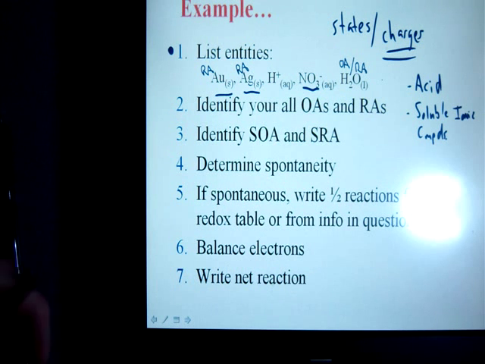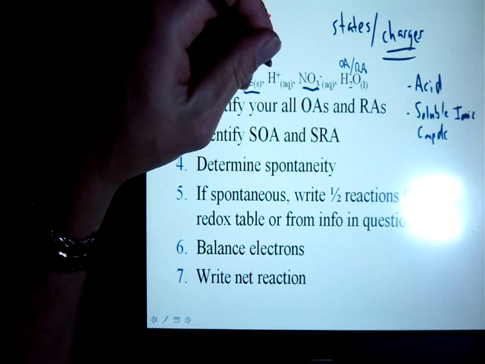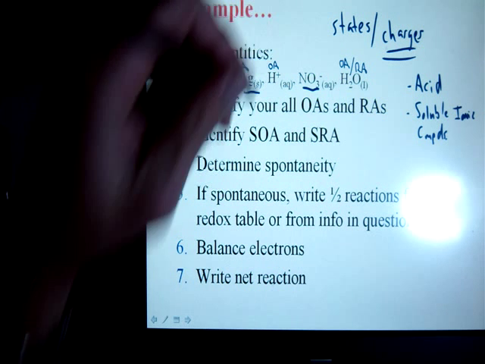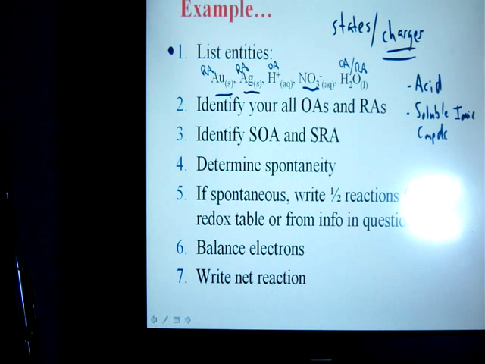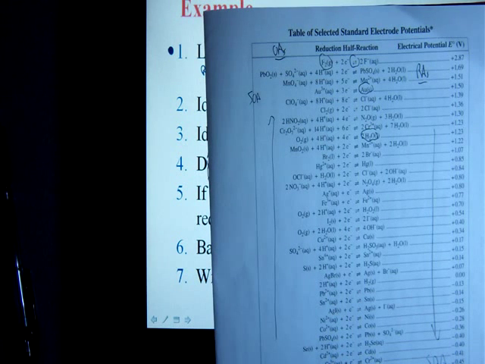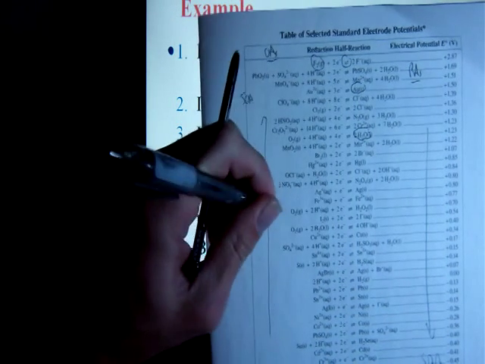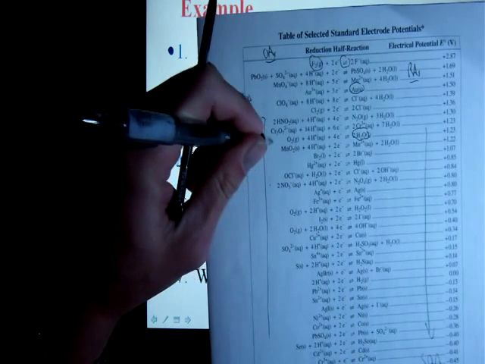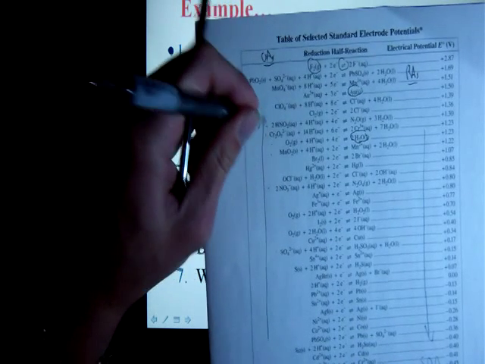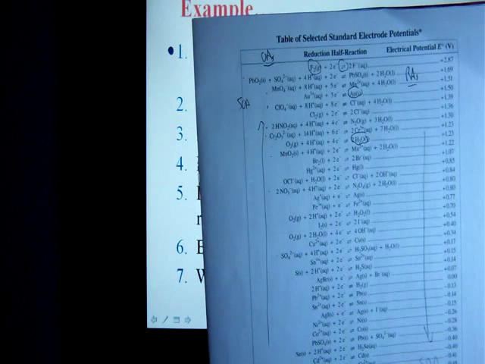Now, H plus is an oxidizing agent. It's a positive ion. They'll always be oxidizing agents. But H plus you see a lot, especially in the upper left-hand side. It's in this half reaction, this one, and this one, here, and here. Lots of places.